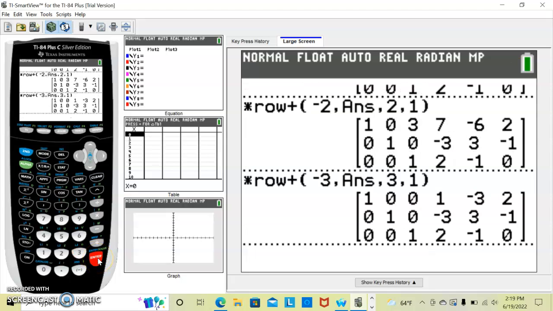And here we go. So now we're done. We made the first 3x3 part of our 3x6 matrix look like the 3x3 identity, which means these last 3 columns are the inverse of the original matrix, which, if you remember from the beginning of the video, when I called up the inverse function, this is exactly the inverse of the original matrix.